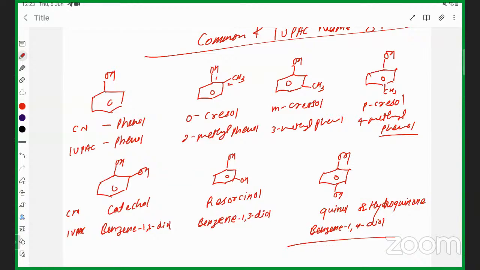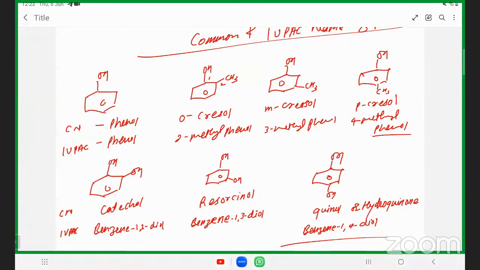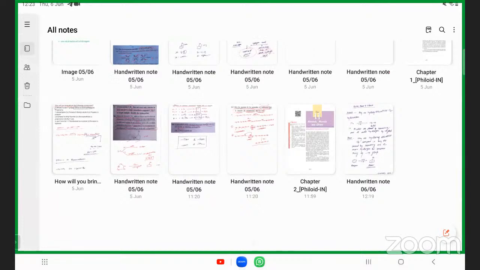So I will share this PDF if you require, and you connect at night time, right? Okay.